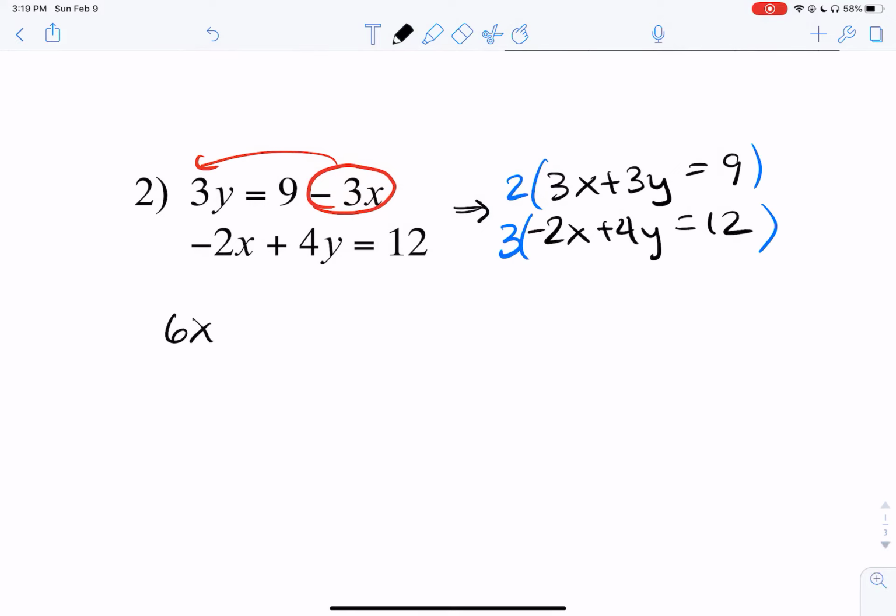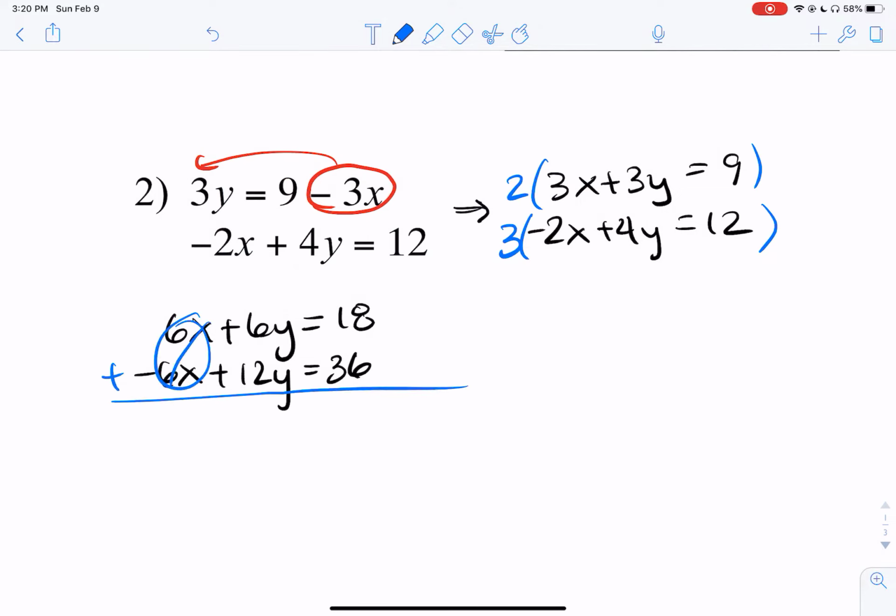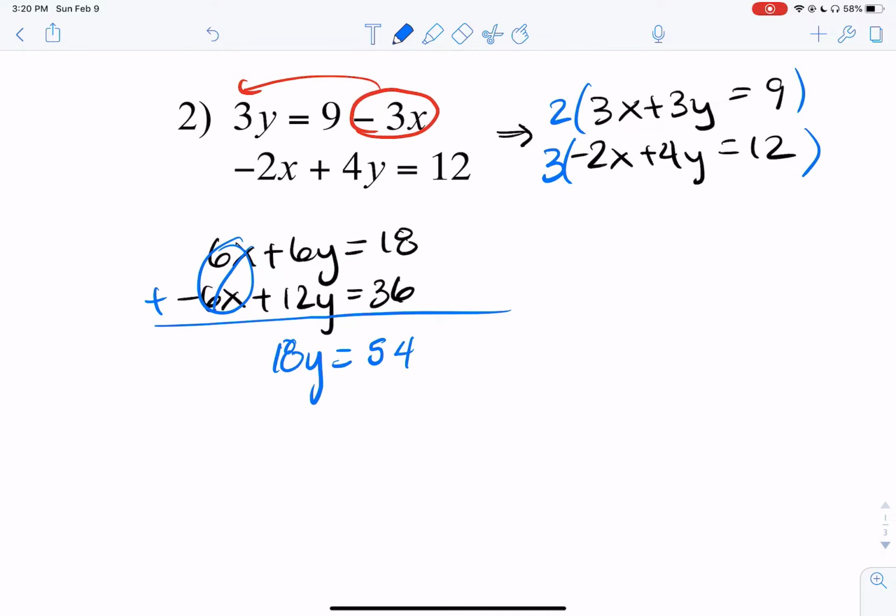So we're going to end up with 6x plus 6y is equal to 18, and negative 6x plus 12y is equal to 36. Now adding downwards, this is going to eliminate the x. We're going to end up with 18y is equal to 54. We divide by 18, and the value of y is 3.